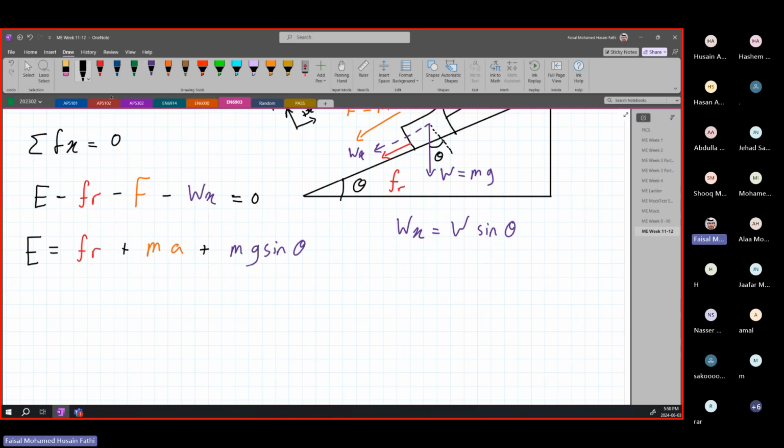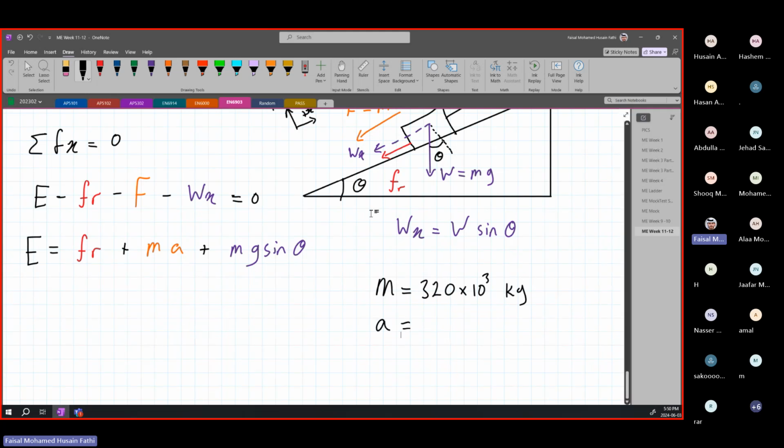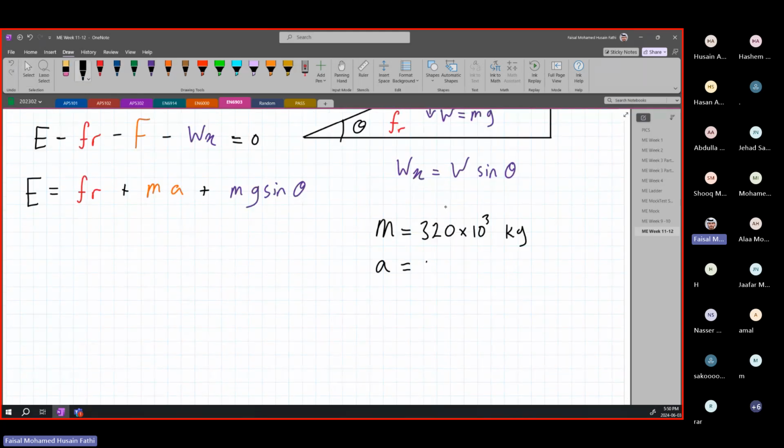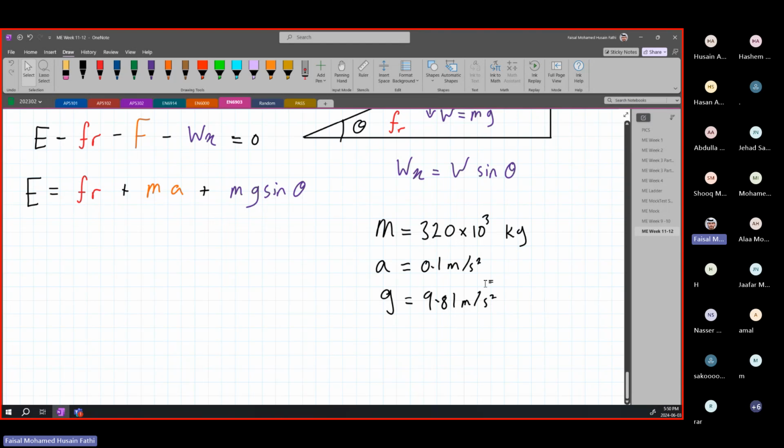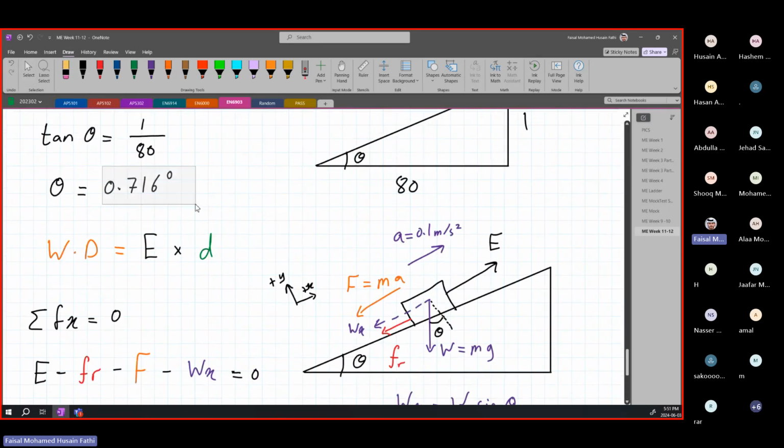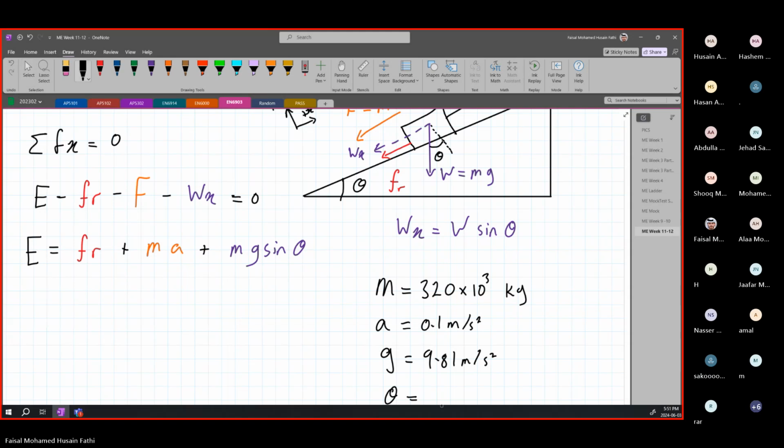Okay, so we have the value for m, which was 320 tons, meaning 320 times 10 to the 3 kilograms. We had our acceleration. Our acceleration was given as 0.1 meters per second squared. Our g is going to be assumed as 9.81 meters per second squared. Our theta, we have found it earlier as well, which was 0.716 degrees.